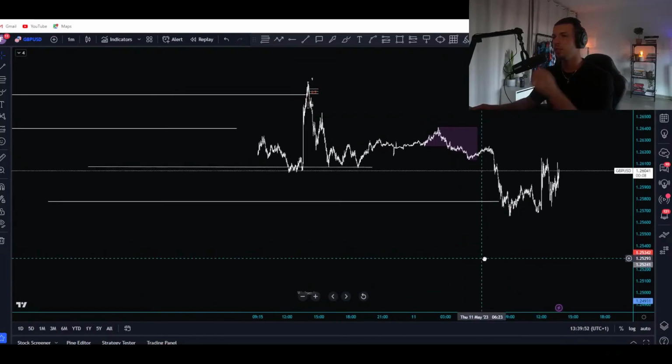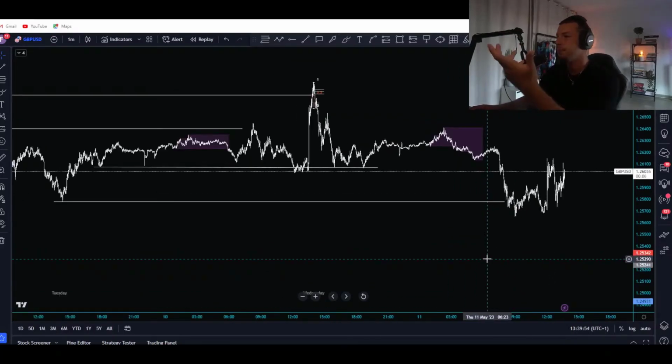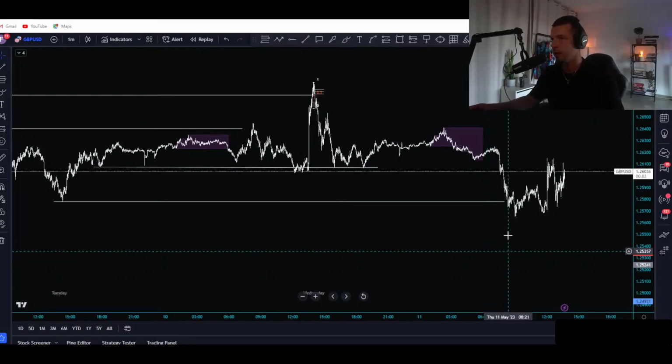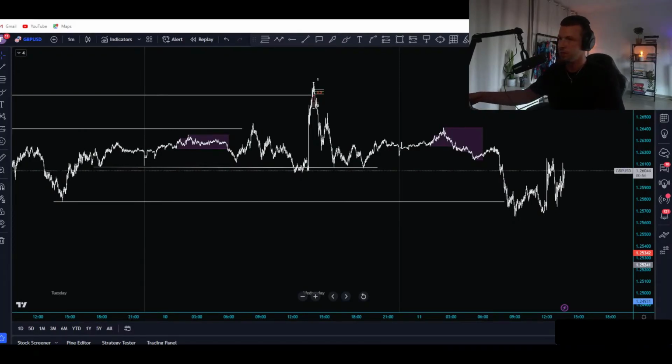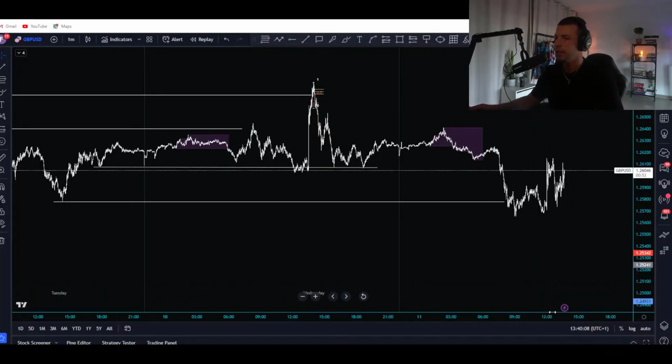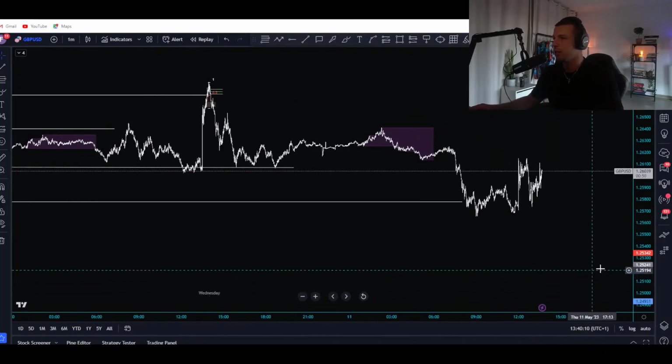Here, as you can see, we are masters of liquidity, right? Correct. These purple boxes are the Asian range session. It's pretty easy. Just Asian range session. Nothing major, nothing secret, right?